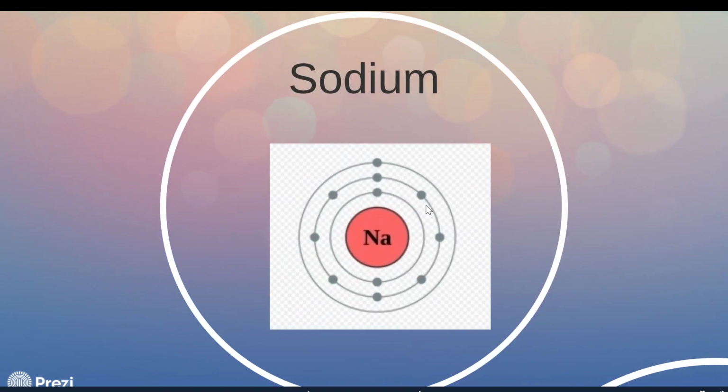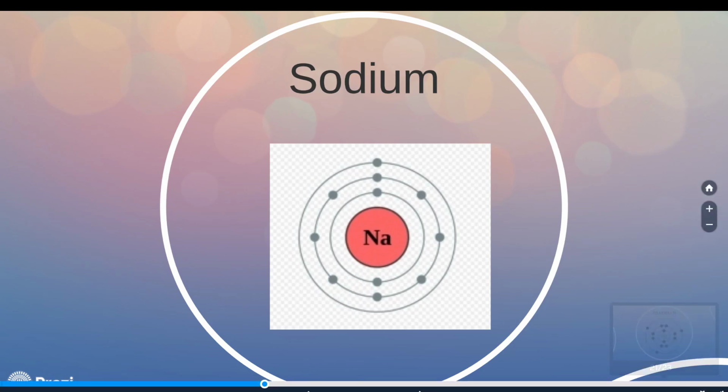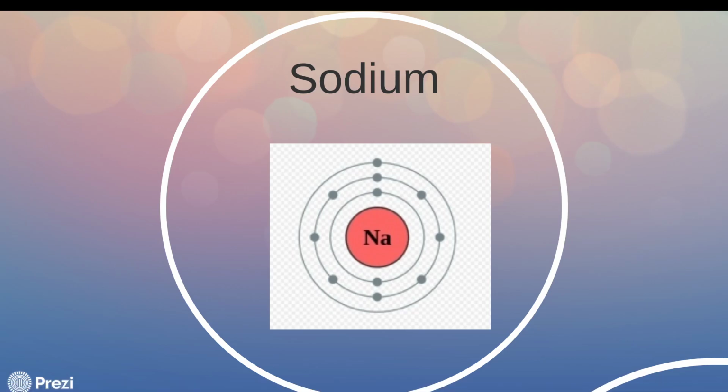Then we're going to take a look at this one right here. This is sodium. We need to look at sodium to determine how many electrons there are, and we're trying to determine how many valence electrons we have on the outside edge. Taking a look, we should see there is only one electron on the outside edge. Therefore, the number of valence electrons for sodium is 1.